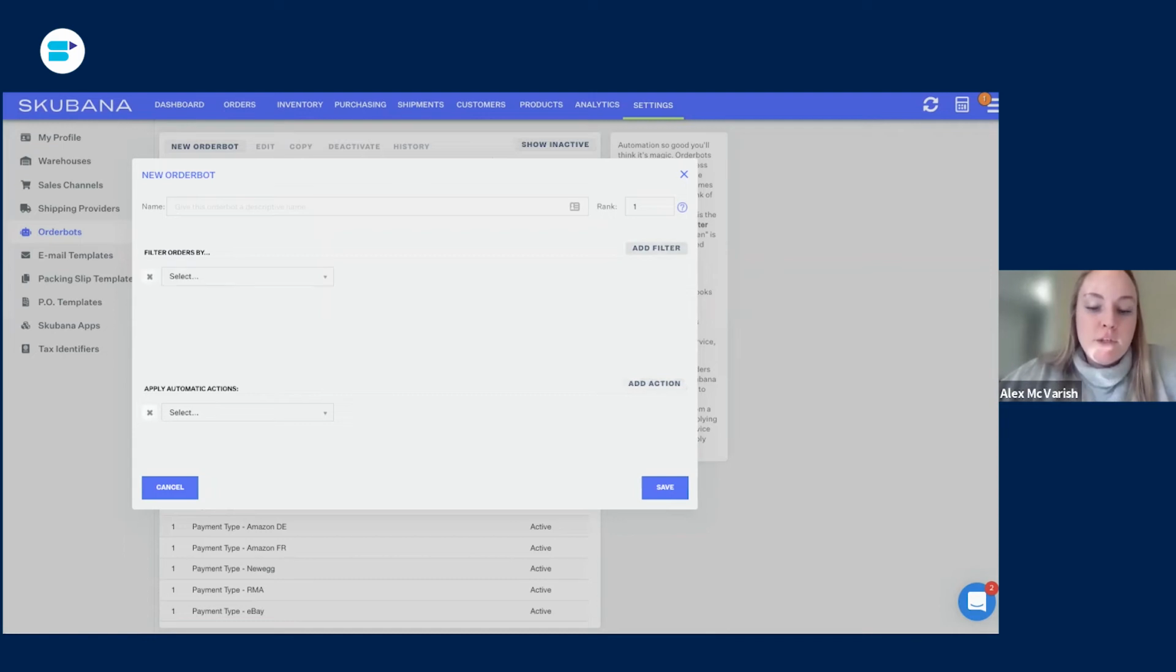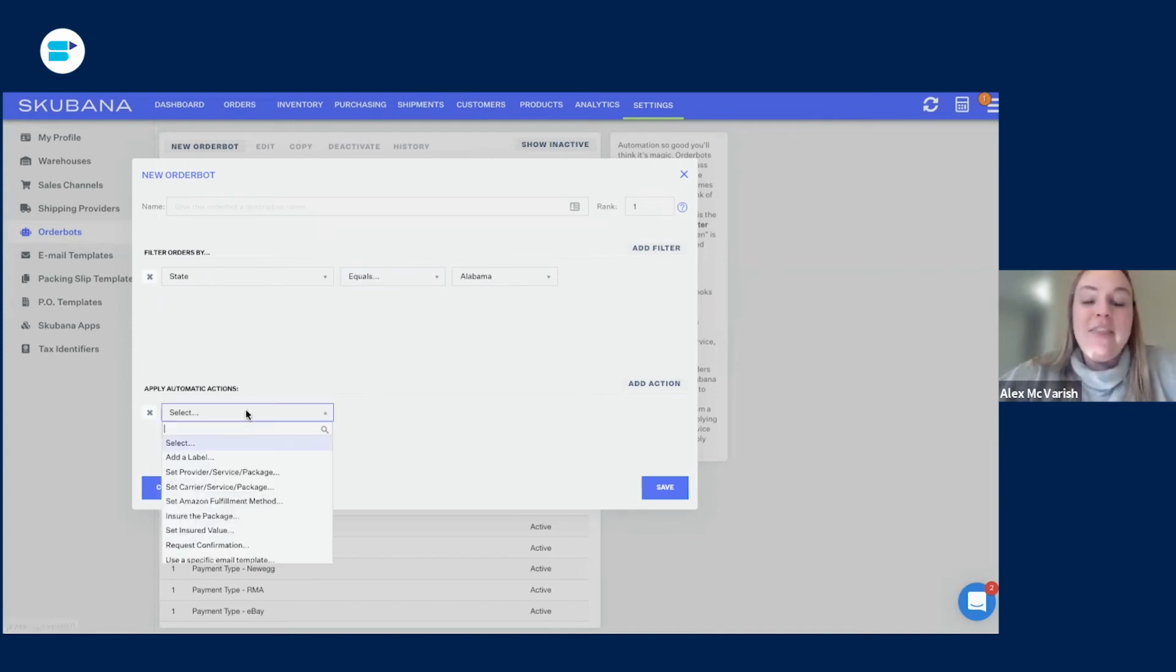So maybe if the ship to state was California or Alabama, then we would want to route that to a warehouse in Texas or something like that. So we would be able to set that warehouse here.